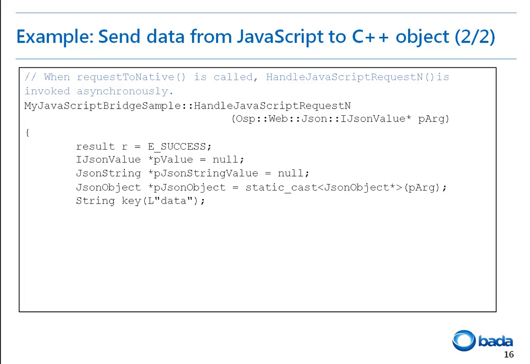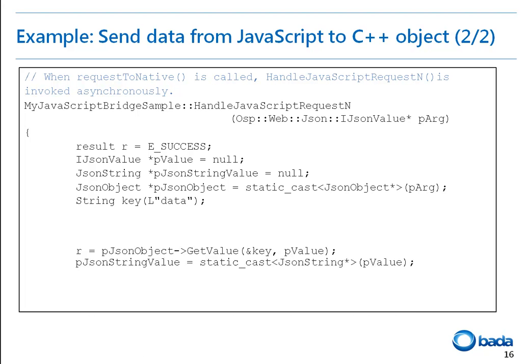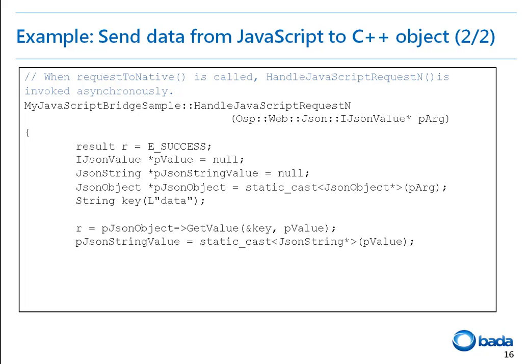Since we want to retrieve the data value, I have set the key as data. Then, using the getValue method of the JSON object, I've retrieved the value associated with the data key and converted that to a string value. This applog will print hello as this was the data sent from the JavaScript.